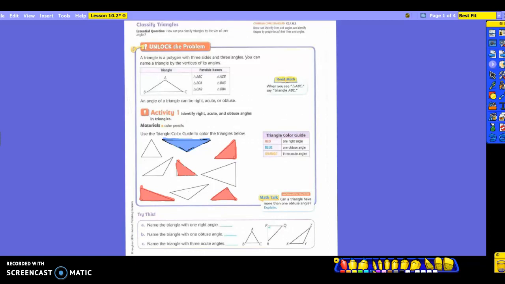Any other obtuse? The bottom middle one that's left? Okay. Can you tell me which one of those is our obtuse angle? The bottom one again.